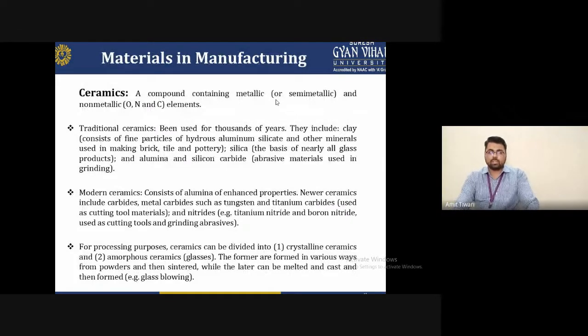Ceramic indicates a compound containing metallic or semi-metallic and non-metallic elements, such as oxygen and nitrogen, known as ceramic materials. Traditionally, ceramics have been used for thousands of years, including clay consisting of fine particles of hydrous aluminum silicate and other materials used in making brick and tile, and the pottery silicates, the basis of nearly all glass products, and alumina and silicon carbide, abrasive materials used in grinding. These are all the materials I am discussing for manufacturing.